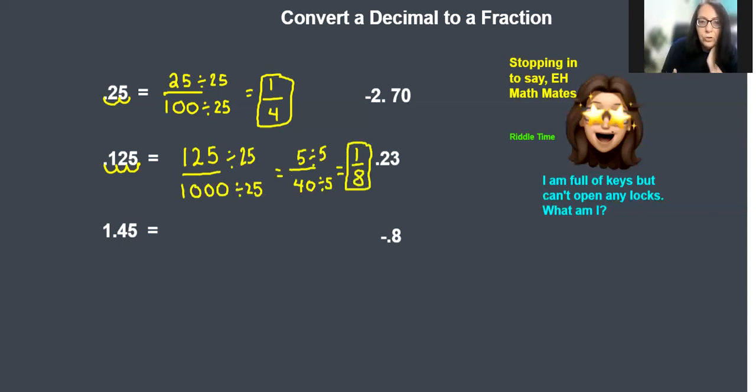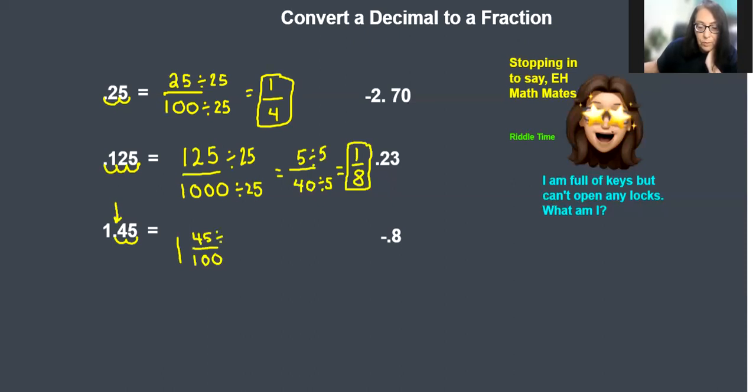So if you don't use the biggest number to start with when you're reducing, just keep reducing until you can't reduce anymore. All right, the next one, we got 1.45. Well, this decimal tells me that's where the fraction is. So I've got 1 and 45. How many places? 1, 2. 1, 2. So this is a mixed number. When there's a number in front of the decimal other than 0, you're going to end up with a mixed number. But we can reduce this 45.